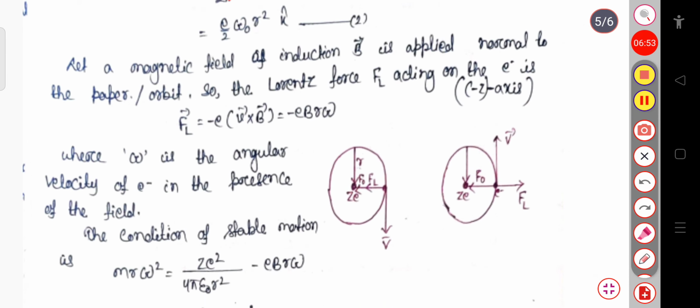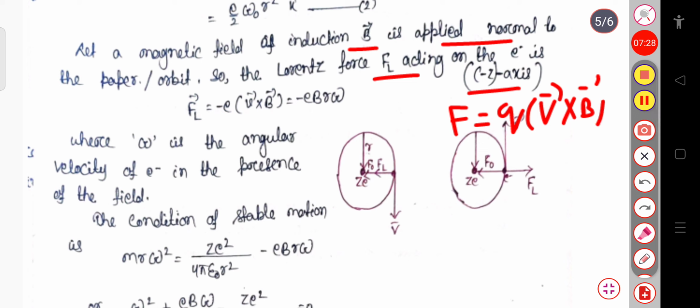Now let us consider a magnetic field of induction B. Suppose it is applied normal to the paper or the orbit. So the Lorentz force acting on the electron along the minus z axis can be written as F L equal to minus e V cross B. That is, you know, the Lorentz force equals Q into V cross B. Here the charge is equal to minus e, so this will be minus e into V cross B.